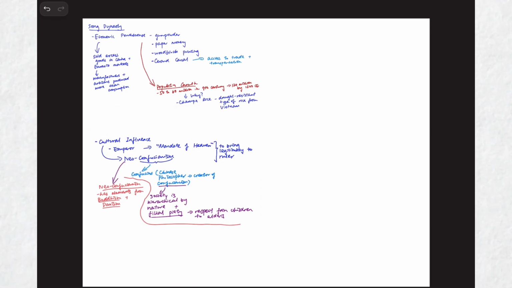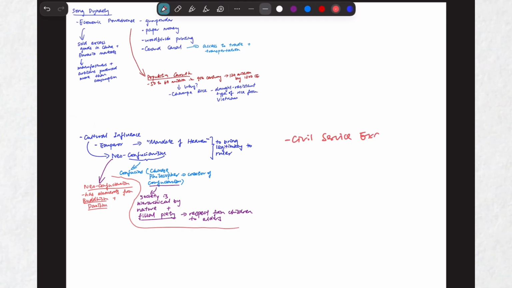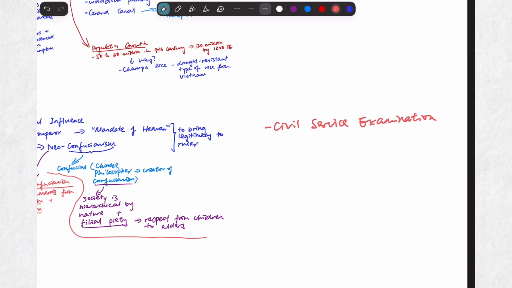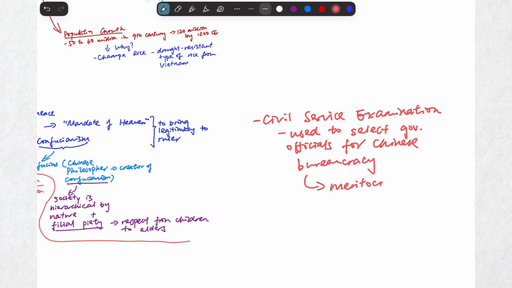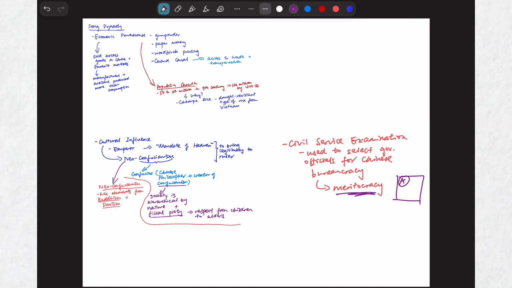There was a thing in Song China called the civil service examination. And for over a millennium, this exam was used to select government officials from China. It is merit-based, meaning the people who do the best on these civil service exams eventually get the positions.